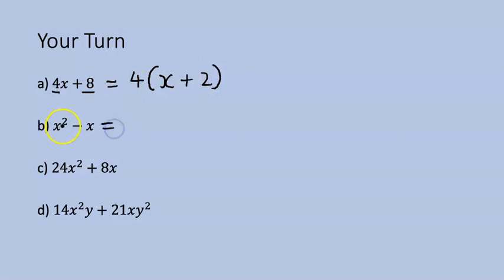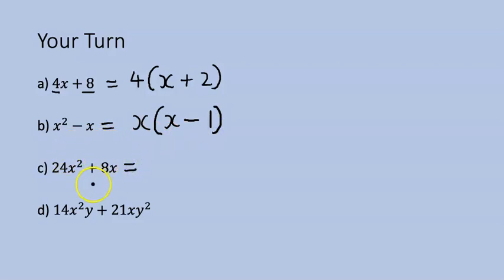Then x squared minus x. I've got a common factor of x here, so I'll put x on the outside. I open my bracket. X squared divided by x gives me x. The minus sign is there, so I'm just going to put the minus sign here. And then x divided by x is 1. So I put 1 here, close the bracket. Job done.